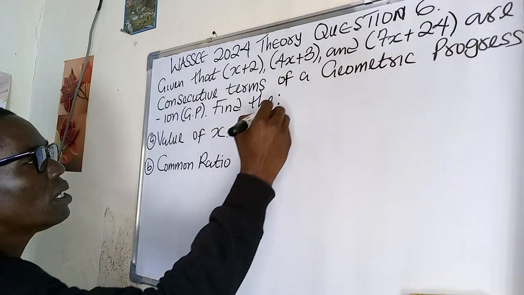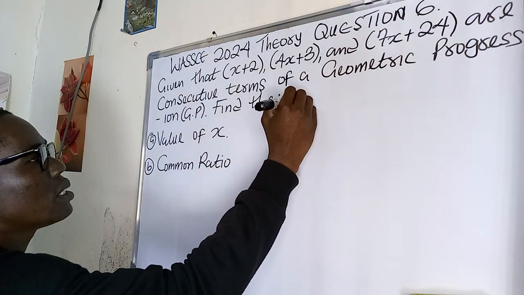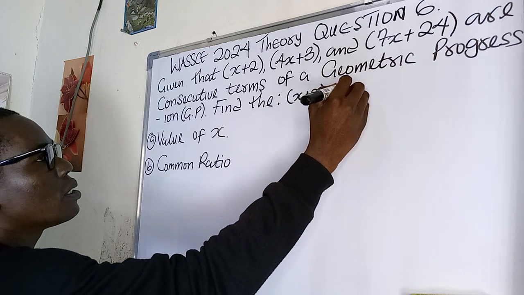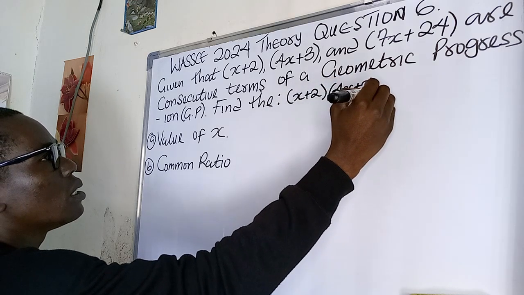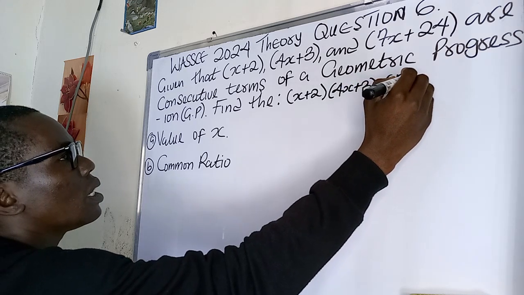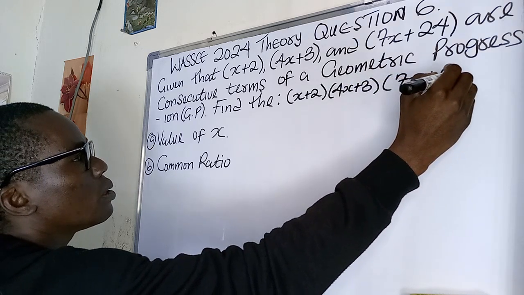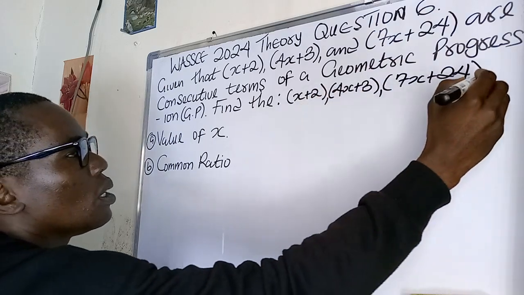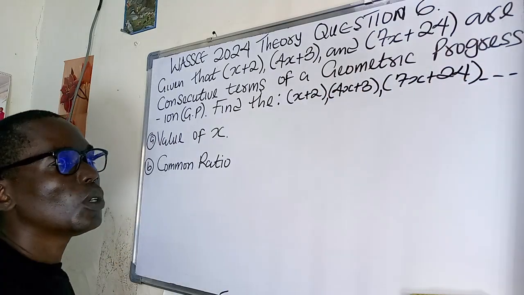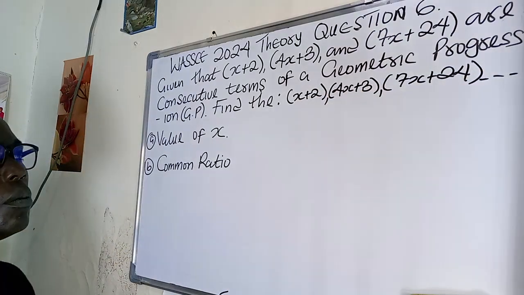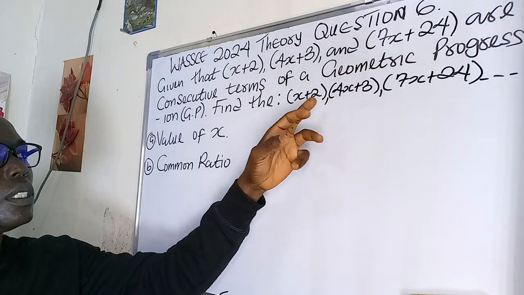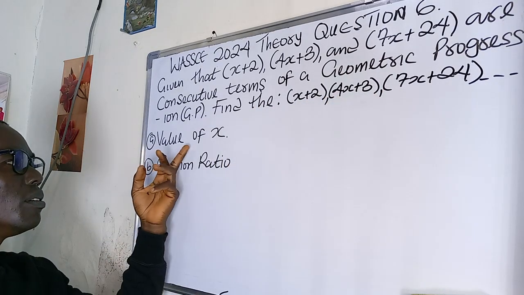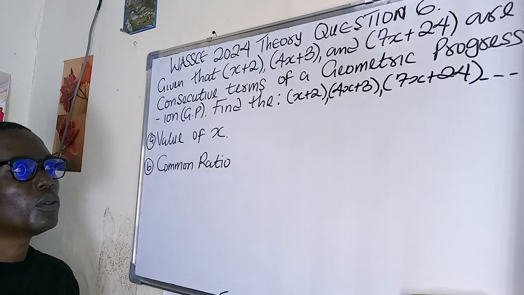Now you are given these terms, that is x plus 2, 4x plus 3, and then 7x plus 24. And you are told these are consecutive terms. That means they continue and they form a geometric progression. This is the first term, this is the second term, and this is the third term. And you are asked to find the value of x and the common ratio.